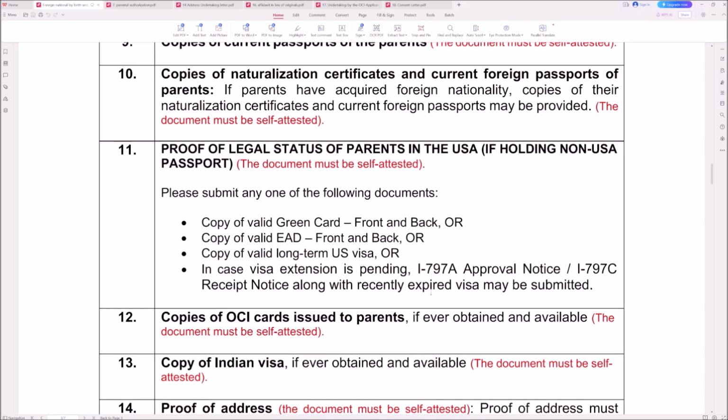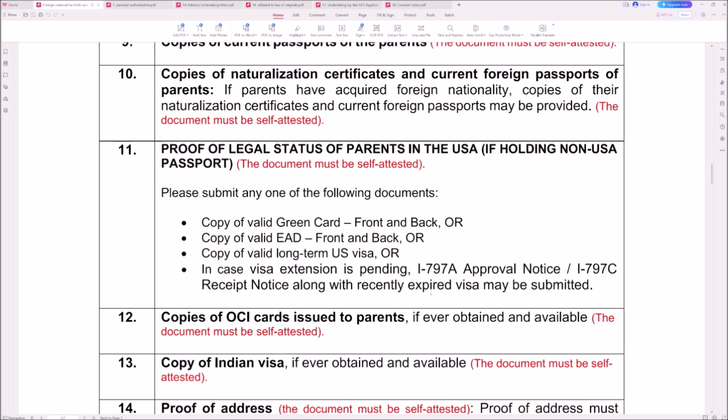You need to submit the visa copy of both the parents. So visa copy of father, visa copy of mother, and each one of them should self-attest. Father self-attests the father's visa and mother attests the mother's visa copy.